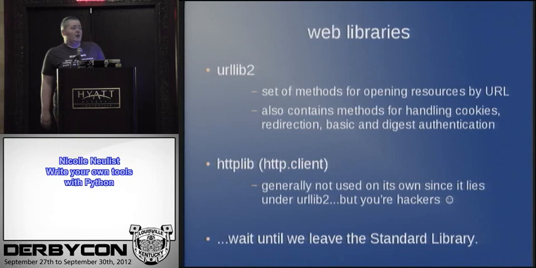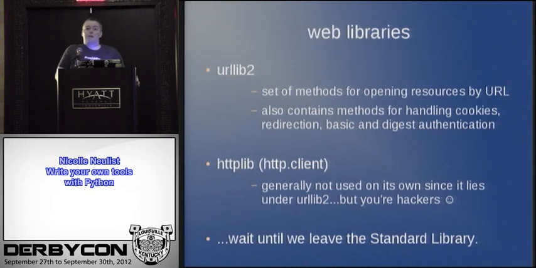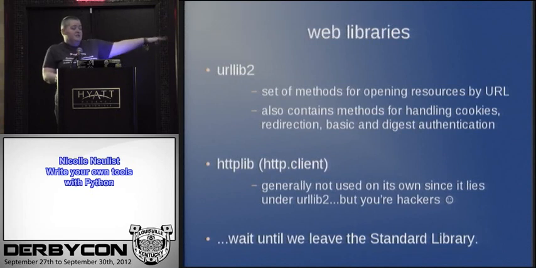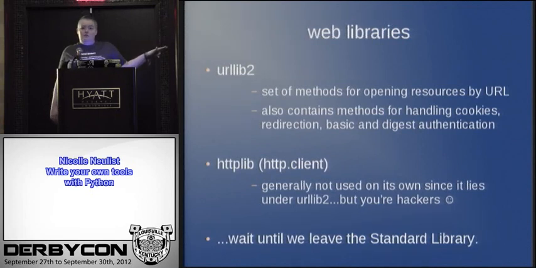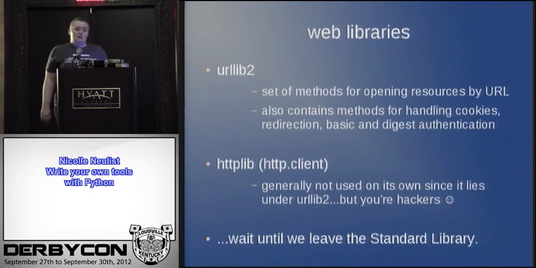URLlib is good. It also contains some methods for handling cookies, redirection, authentication, although we'll get into a module later called Mechanize that does that for you a lot nicer, just not in the standard library. If you want to hack on some lower level HTTP client functionality, httplib is what it's called in Python 2. http.client is what it's called in Python 3. They do the same thing. They're lower level. Generally not used, but you're hackers. If you want to do something lower level on HTTP, that might be useful.